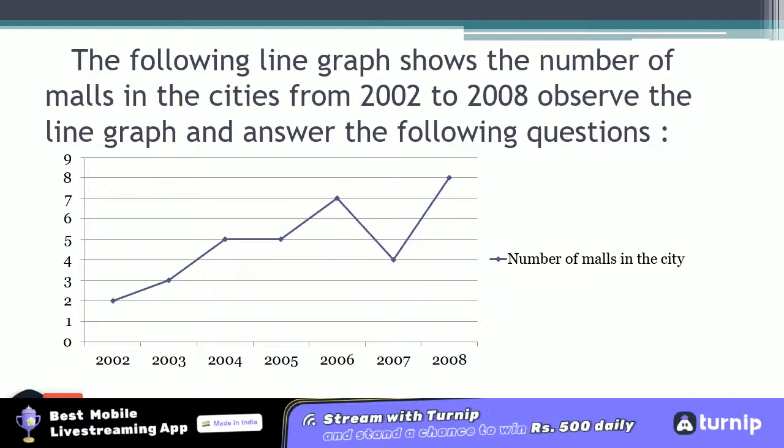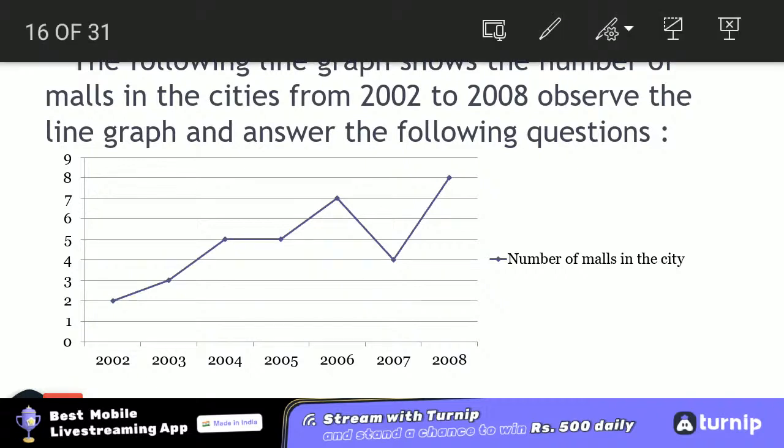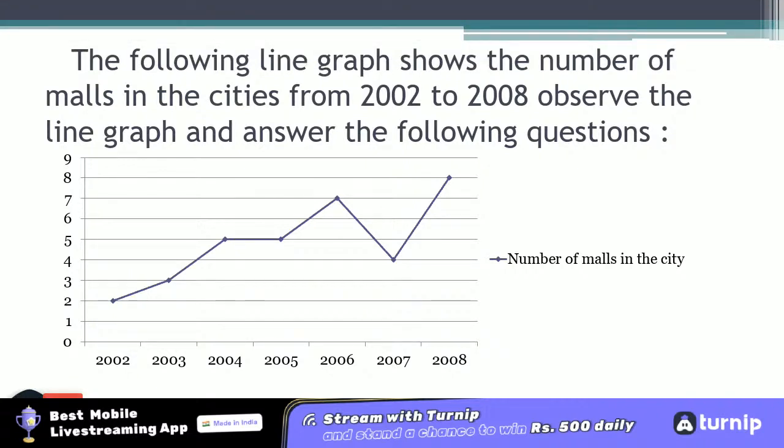Okay. So up till now we have talked about the various bar graphs. Now we will be moving ahead with the line graph.